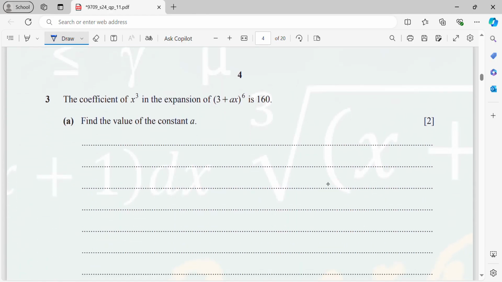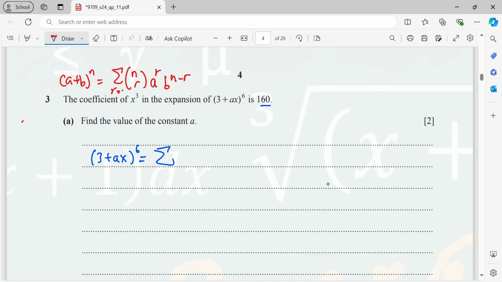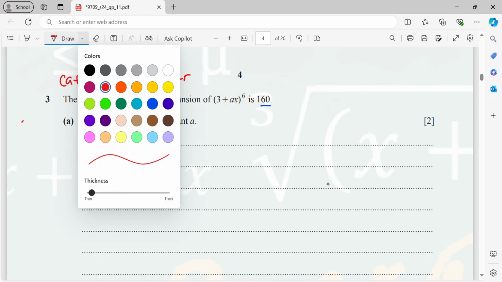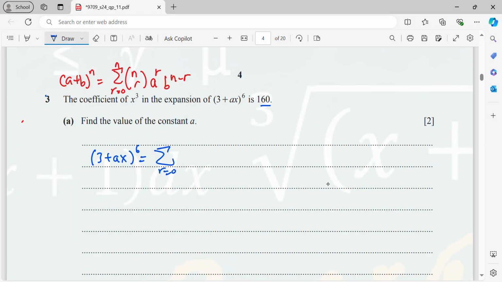Okay, so for question number 3, the coefficient of x cubed in the expansion of (3 plus ax) to the power 6 is 160. Find the value of the constant a. So now I will write (3 plus ax)^6 equals summation, use the formula for (a plus b)^n, that is summation nCr a^r b^(n minus r), r start from 0 until n. So here r starts from 0 until 6, 6Cr, this is a combination, 3^r (ax)^(6 minus r).